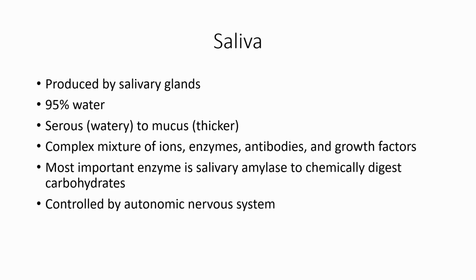The saliva is being produced by these salivary glands. It's mostly water, almost completely water, but it can vary in consistency from serous, which is going to be really watery, to more mucus, where it's a little bit thicker, right? You've probably noticed on occasion changes in your saliva, depending on the situation. And the saliva is going to have all sorts of things mixed in it. Ions, enzymes, antibodies, growth factors, all sorts of stuff. But the big one that we care about is salivary amylase. This is going to start to break down carbohydrates.